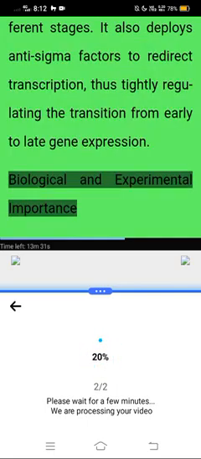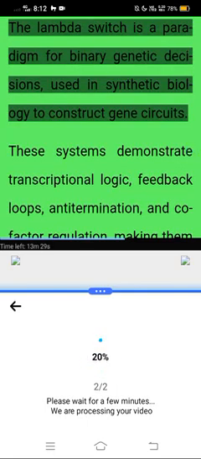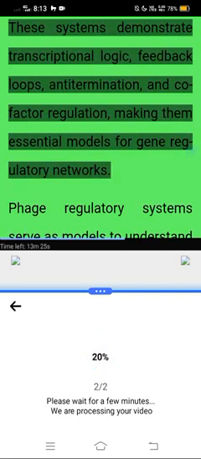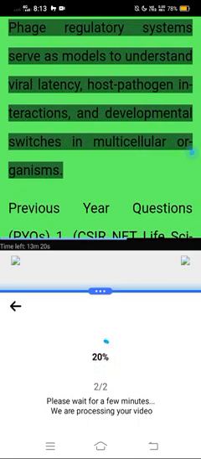Biological and experimental importance. The lambda switch is a paradigm for binary genetic decisions, used in synthetic biology to construct gene circuits. These systems demonstrate transcriptional logic, feedback loops, anti-termination, and cofactor regulation, making them essential models for gene regulatory networks. Phage regulatory systems serve as models to understand viral latency, host-pathogen interactions, and developmental switches in multicellular organisms.